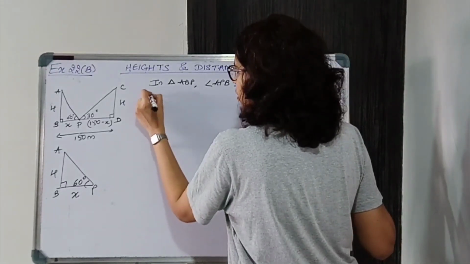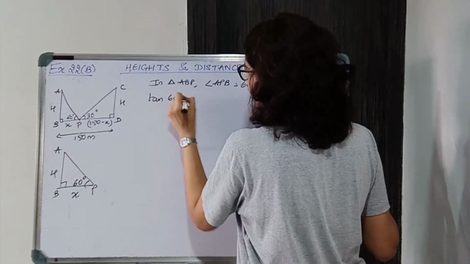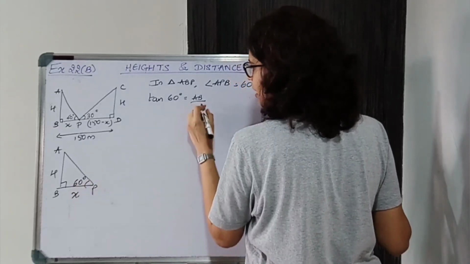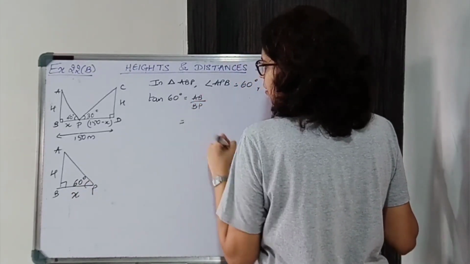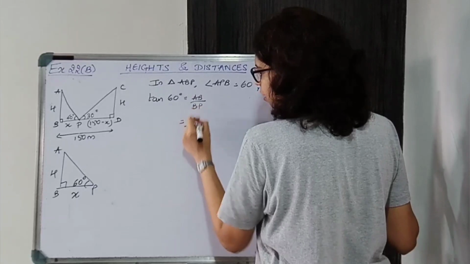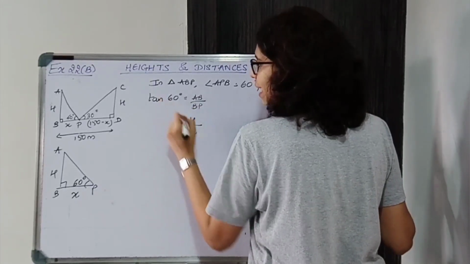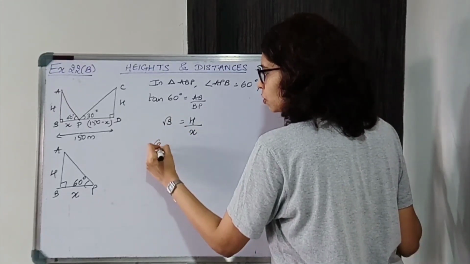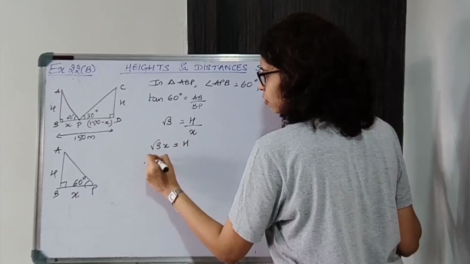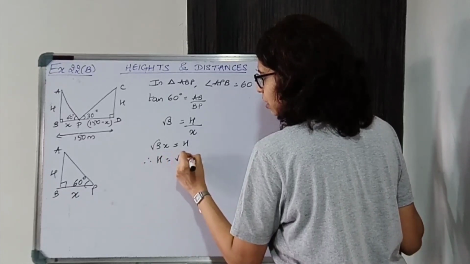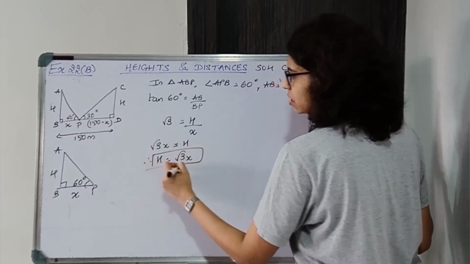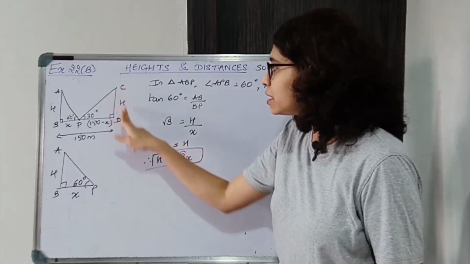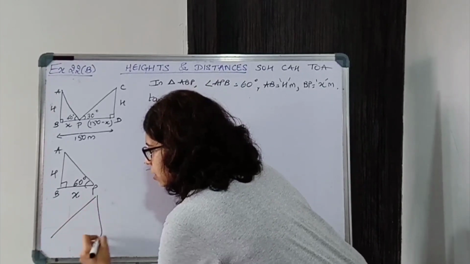Now tan 60 is equal to angle का opposite, that is AB, angle का adjacent, that is BP. Opposite is H and adjacent is X. Tan 60 from the table you will get root 3. Okay, shift X to root 3 into X is equal to H, therefore H is equal to root 3X. This is important. We'll use this in another triangle, that is triangle CDP. So consider triangle CDP.